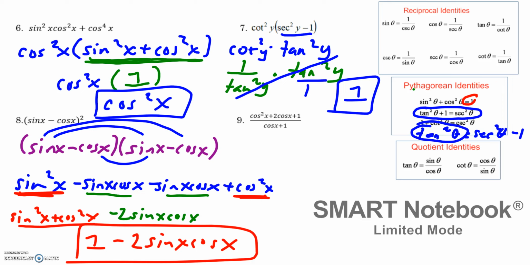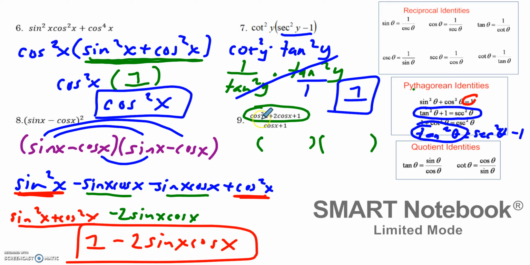Lastly, number 9 in this video, when you look at this problem, it's tempting to want to cross out the cosines. But as soon as there are pluses or minuses in the way, that would be considered illegal. So instead, I see something squared. I look to see if I could use the Pythagorean identities, but I can't. So instead, what if we thought about factoring? What if we factored this numerator?